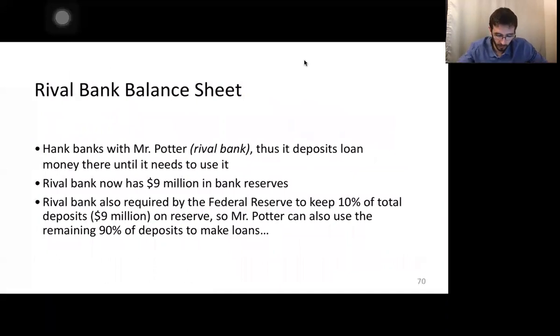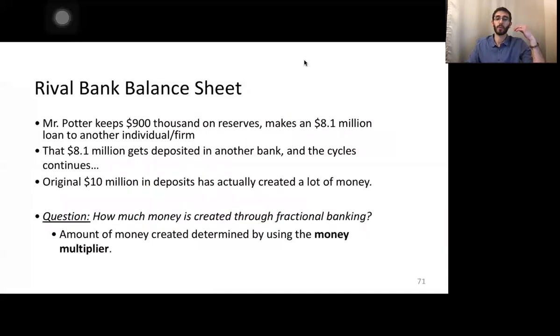So now what happens? The rival bank gets $9 million, which are now $9 million in deposits, and before it loans out, it has $9 million in reserves as well. It's playing that piggy bank role that we talked about. They also want to make money and be profitable, so they look at the Federal Reserve requirement ratio, see that they have to keep 10% as reserves, and they can loan out the other 90%. So they're going to do exactly that. Now Mr. Potter has to keep $900,000 in reserves and can lend out $8.1 million.